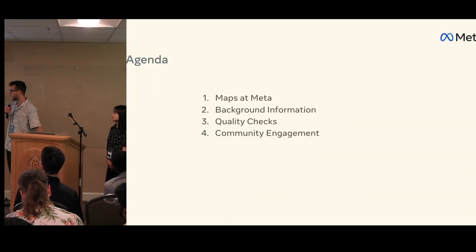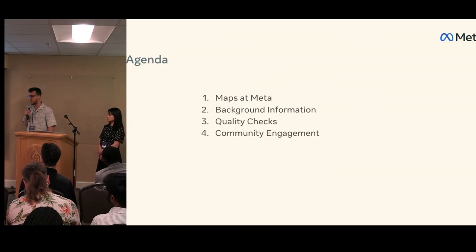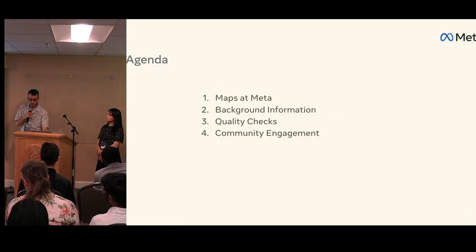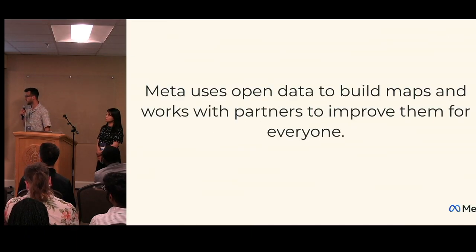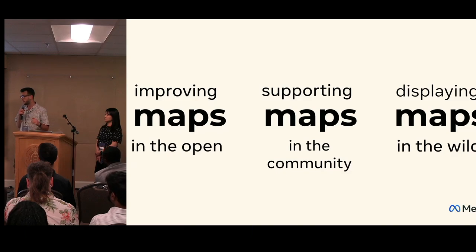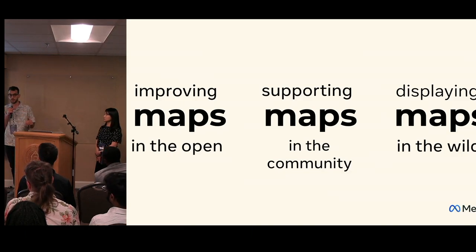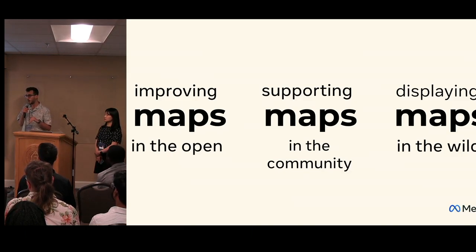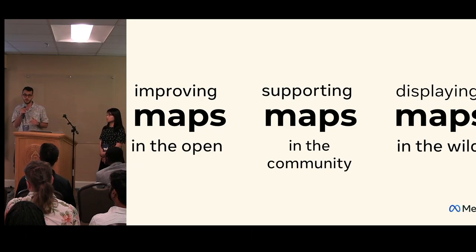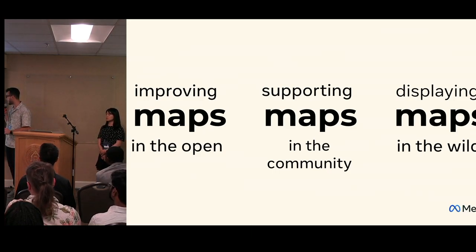Before starting, I want to quickly talk about maps at Meta. You may be wondering why the heck Meta is making maps, so I'll give background information, then Yunzhi will talk about quality checks, and I will also talk about community engagement. So first of all, Meta uses open data to build our maps and works with partners. And we are improving maps in the open. So whatever we are building is open, but whatever we are improving is open too. We are also supporting maps in the community. We maintain products like Rapid and Mapillary for the community. This eventually helps improve OpenStreetMap data.